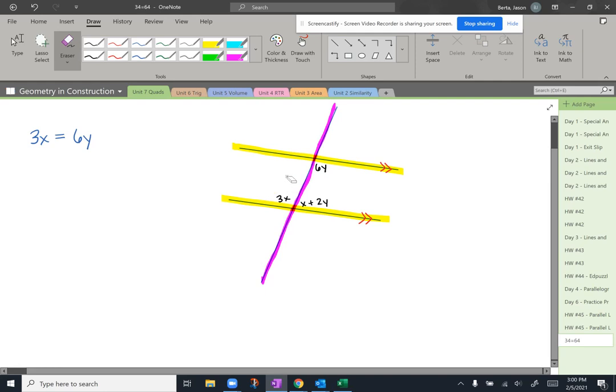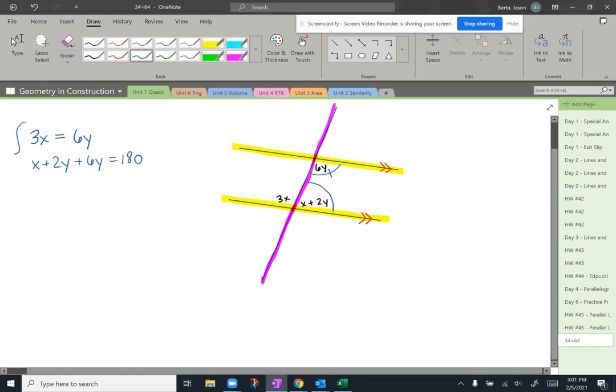The second equation I'm going to set up is actually looking at this angle here and then this angle here. And I see that those are same side interior angles, which means they're supplementary. All right, they add up to 180 degrees. So I can write an equation that's x plus 2y, right? That's the measure of this angle down here. And then I can add the 6y to get to 180.